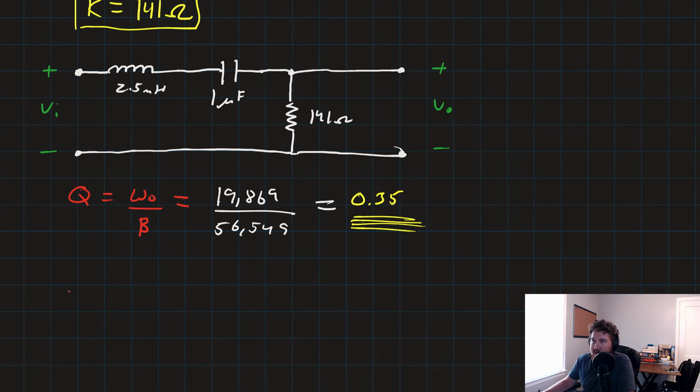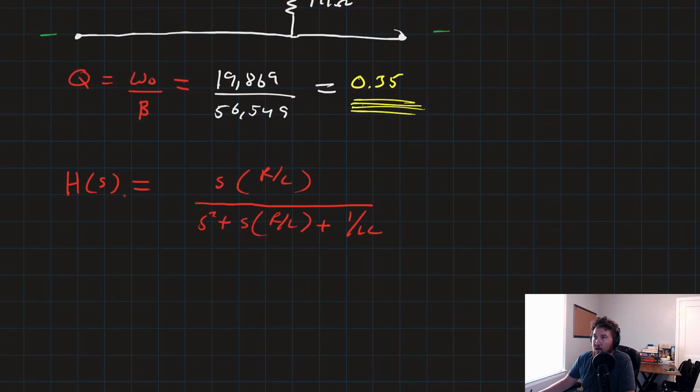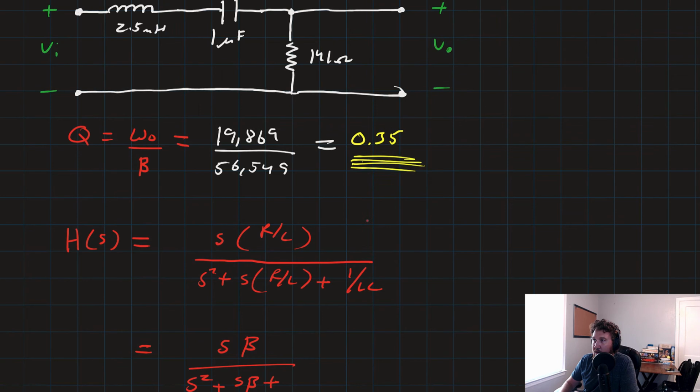So the last thing we're going to do is I want to go ahead and try to plot this. So let's go ahead and bring back our transfer function. And remember that that was equal to S times R over L over S squared plus S times R over L plus 1 over LC. Now remember, R over L is just our bandwidth, so we could rewrite this real fast as S times beta over S squared plus S beta. Now something up here is our 1 over LC.